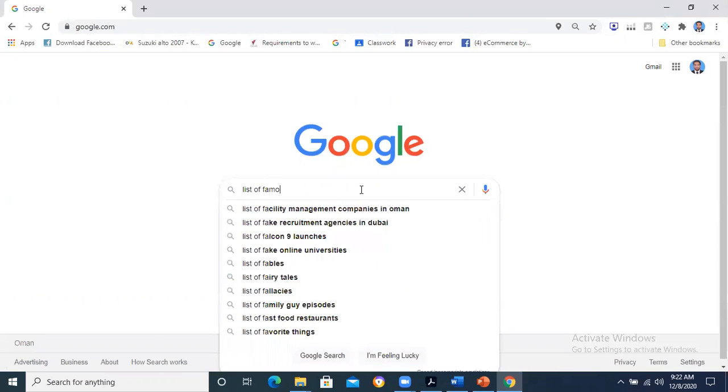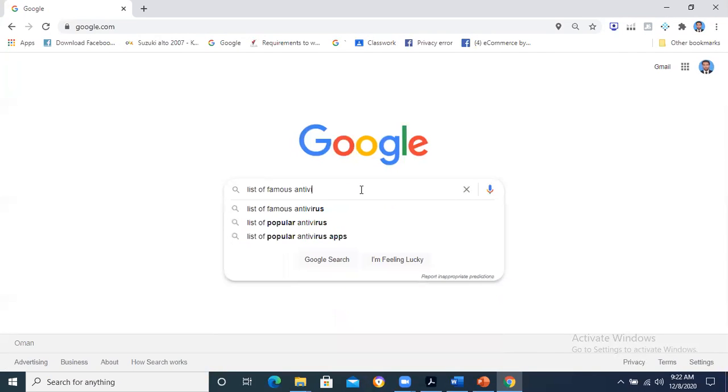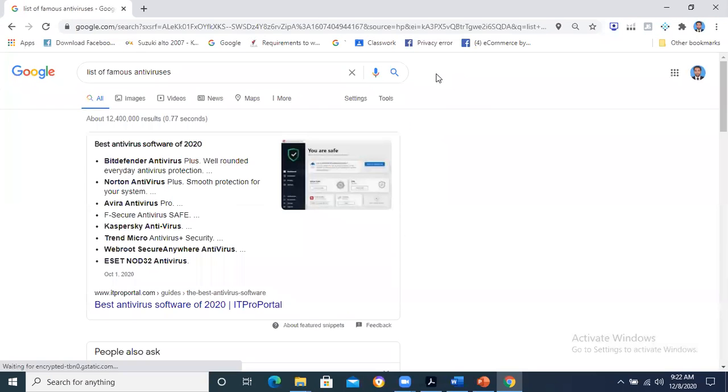List of famous antiviruses. You will see that a number of antivirus software are available. You would have heard their names: Defender, Norton. Dr. Peter Norton was a famous computer scientist who worked on different types of issues related to hardware and software, so Norton antivirus is also a very famous antivirus. Avira, you would have heard the name of Avira antivirus, F-Secure, Kaspersky, Trend Micro, Webroot, NOD32. All these are there. Avast is there.